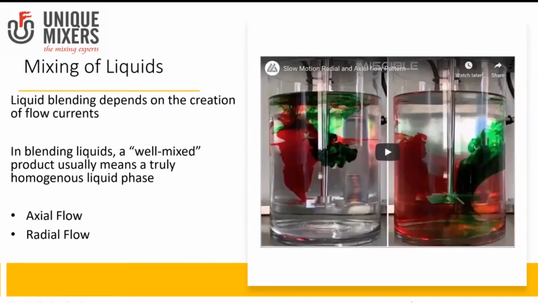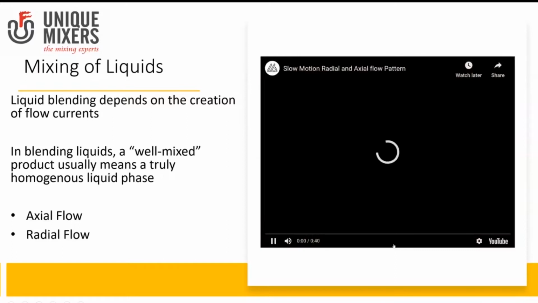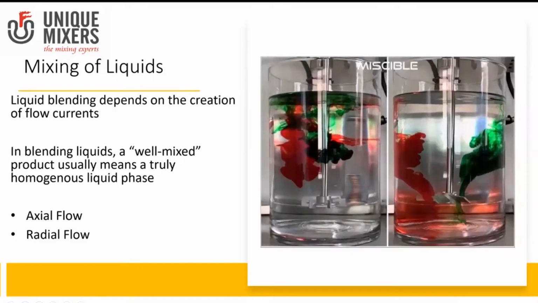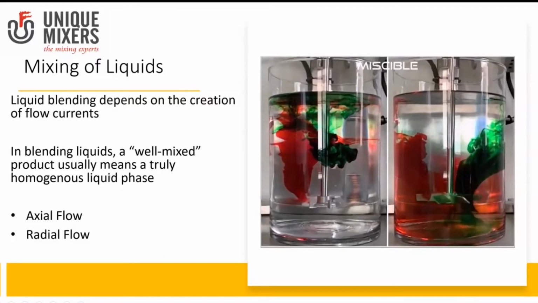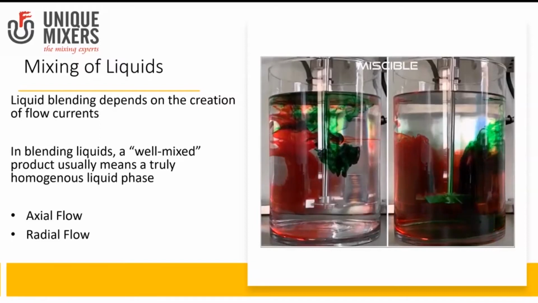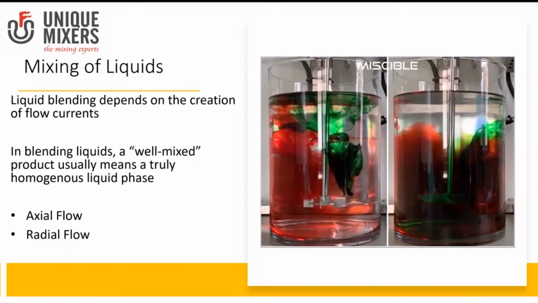Let's just look at what we mean by axial flow and radial flow. The image on the left will show you radial flow. The one on the right is basically an axial flow. In axial flow, there is top-down mixing, whereas in radial flow, the mixing happens across the periphery or along the diameter of the impeller.